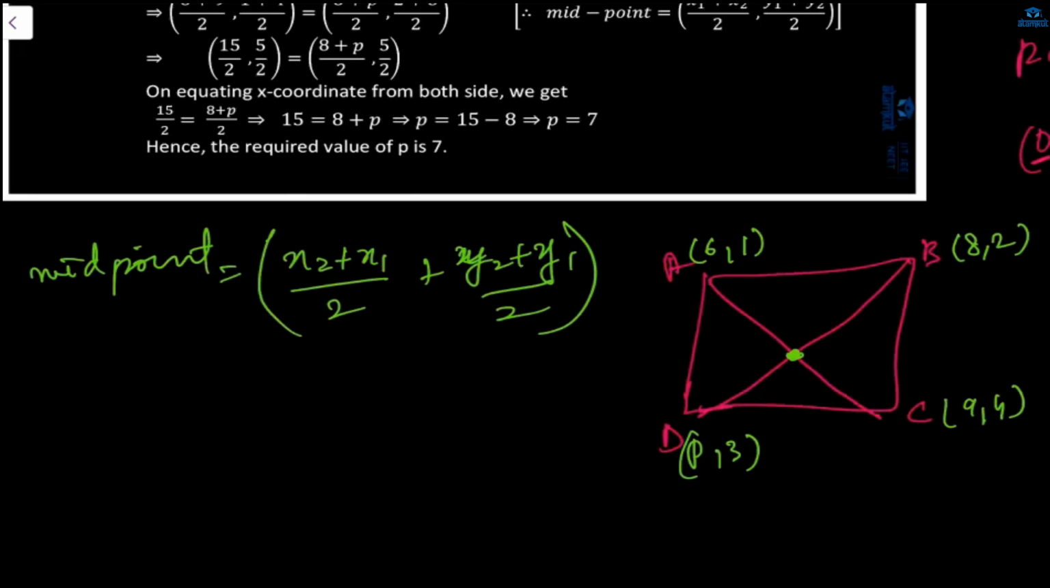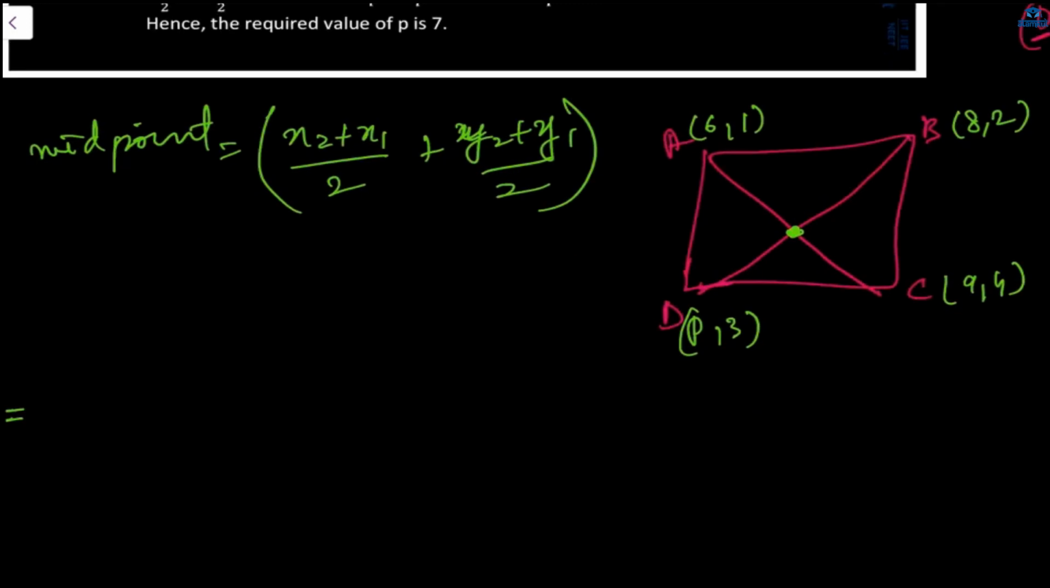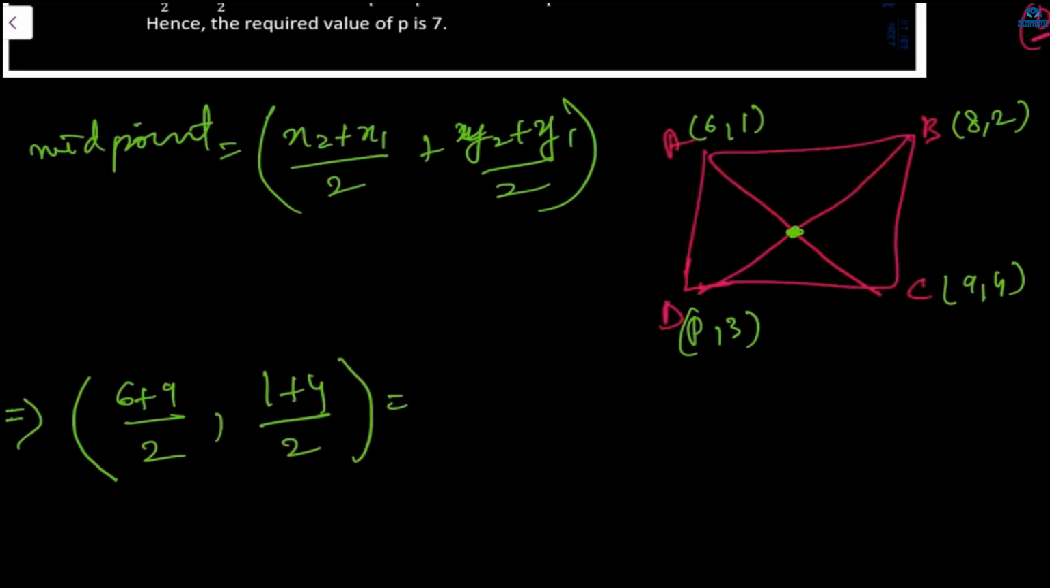Now, if we are going to write it here, so what will it be? It will find the midpoint of AC. So it will be (6 plus 9) upon 2, comma (1 plus 4) upon 2, which will be equal to (8 plus P) upon 2, comma (3 plus 2) upon 2.